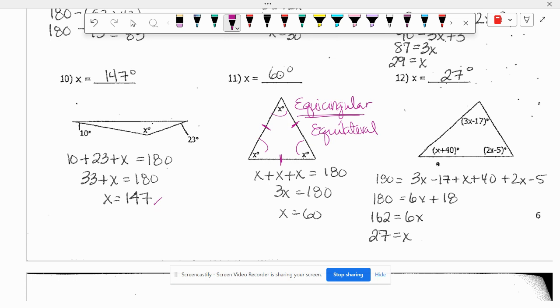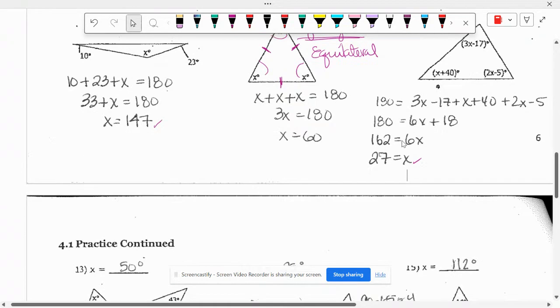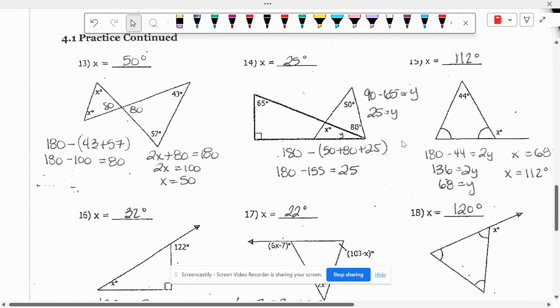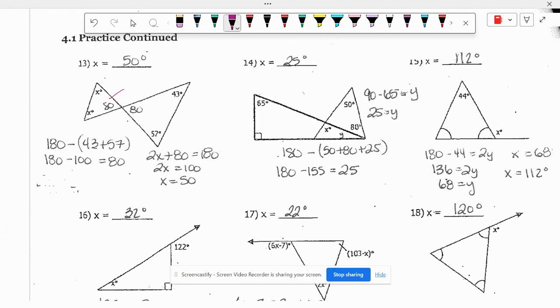And number 12: 3x minus 17 plus 2x minus 5 plus x plus 40 equals 180. And you find out that x equals 27. Okay. Moving on to number 13. So I helped a lot of you with this in class. We were assuming that this was the same measure x, but really you have to start with this piece first.